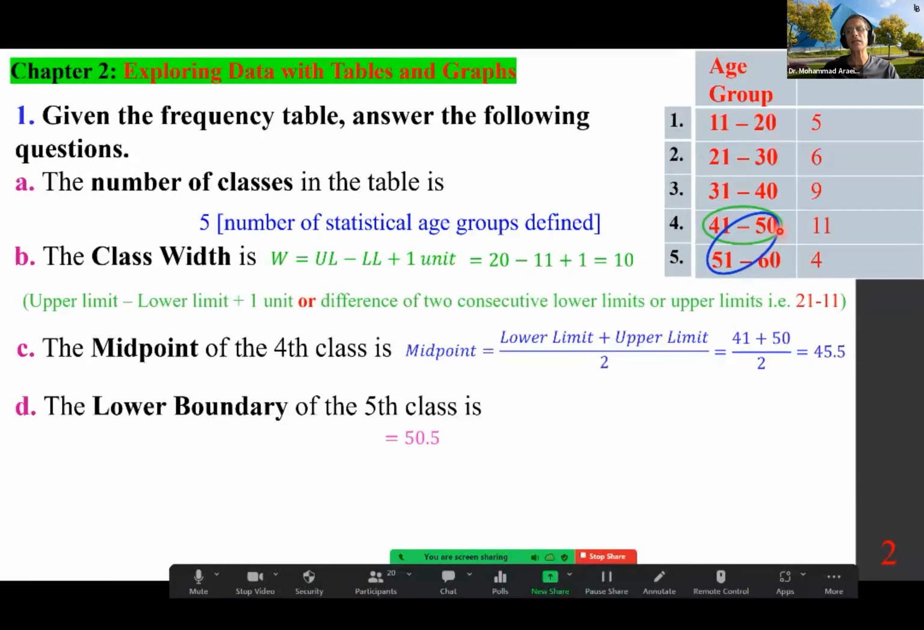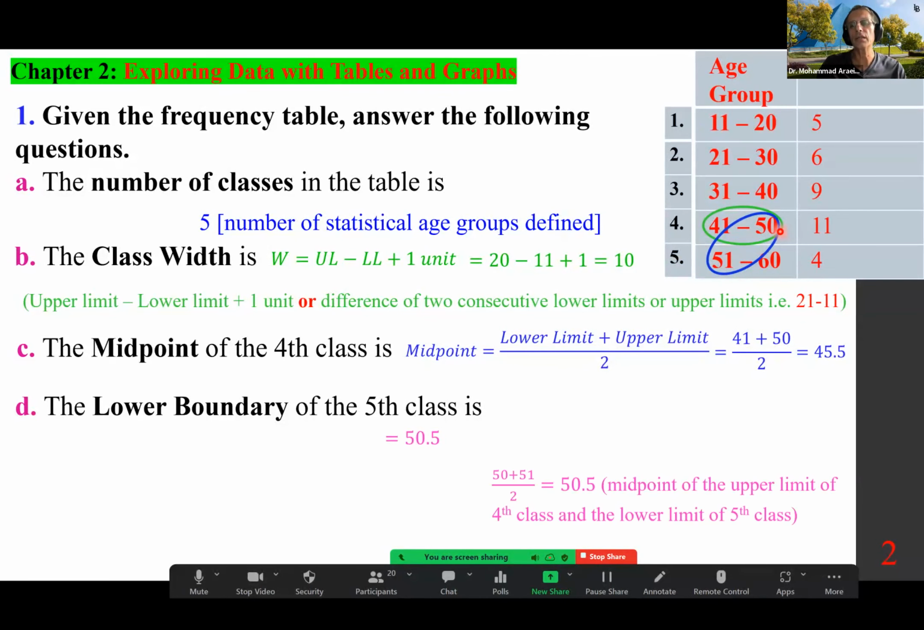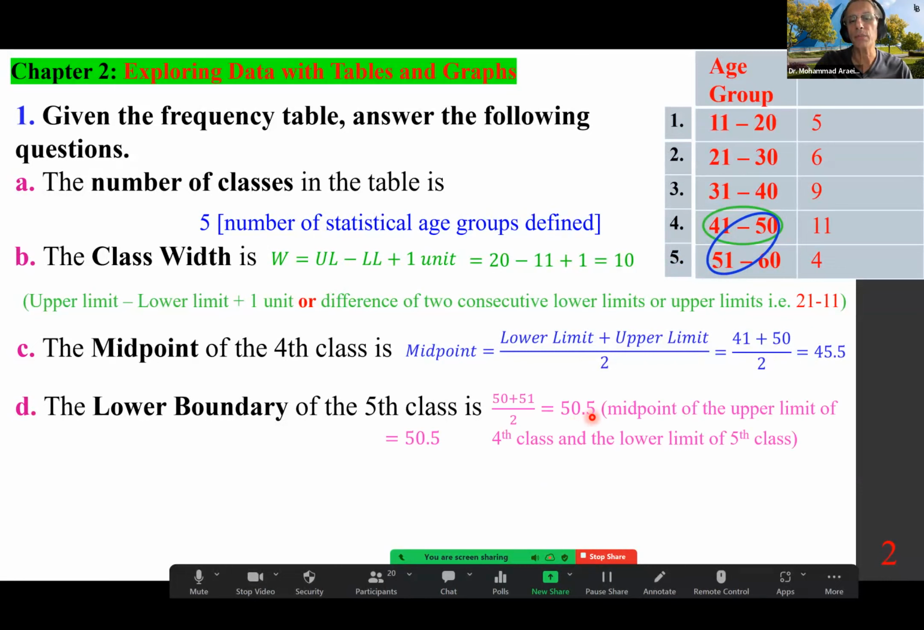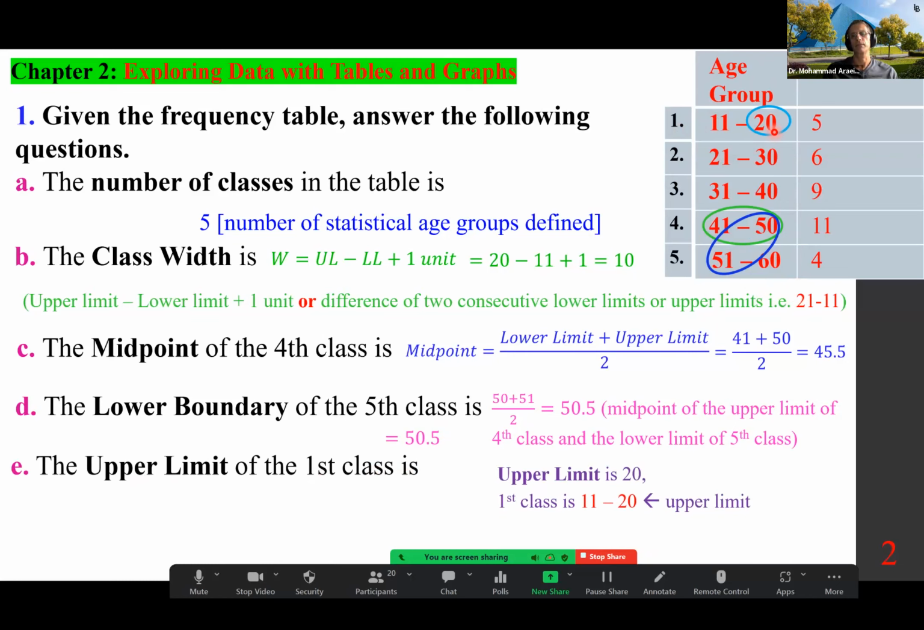The answer is 50.5. How do we get that? 50 plus 51 divided by 2 is 50.5. Midpoint of the upper limit of the fourth class and the lower limit of the fifth class. That's how you find the boundary. This is the lower boundary of the fifth class as well as the upper boundary of the fourth class. The upper limit of the first class, remember, these are the lower limits, these are the upper limits. So the upper limit of the first class would be number 12.